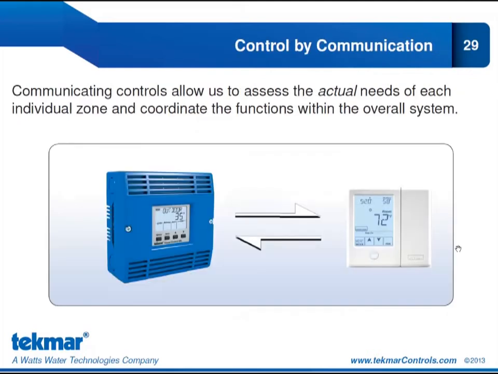So outdoor temperature reset is a great start. Now we're going to look at some additional control features which will allow us to even further reduce that entering load water temperature. We do that through communication. Communicating controls allow us to assess the actual needs of each individual zone and coordinate the functions within the overall system. And the implications for that are fine-tuning target temperatures based on need, coordinating cycles, and heat-cool switchover.